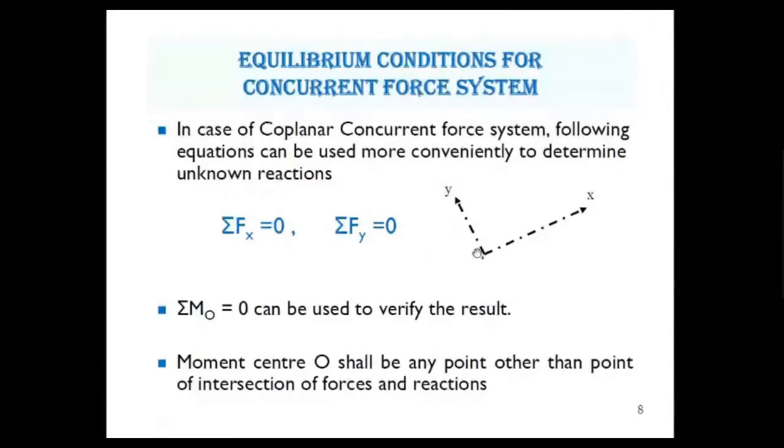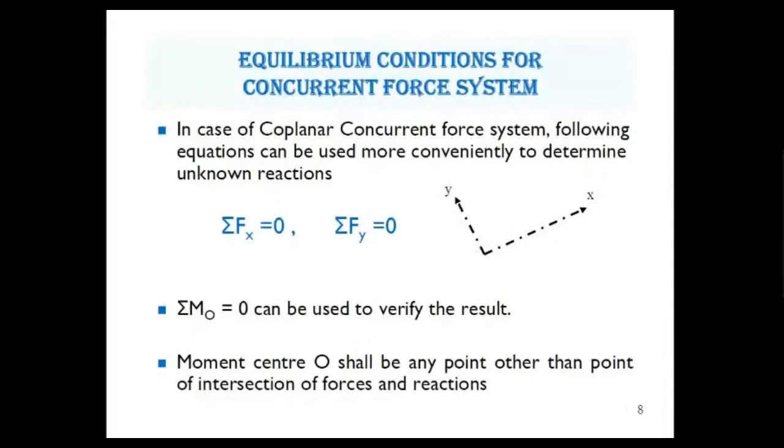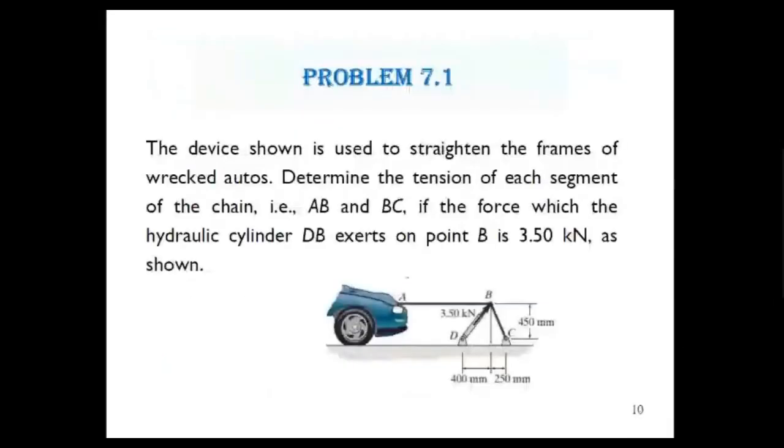This is because the lines of action of the forces pass through the same point. If we take the moment at the point of concurrency, the moment created by the F1 force and the F2 force will be zero. So the third equation is of no use. For a concurrent force system, we have only two useful equations of equilibrium that we can use to find the unknown quantities. So that is the basic idea.